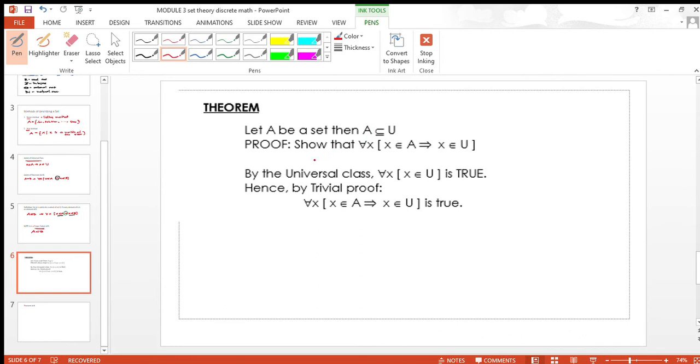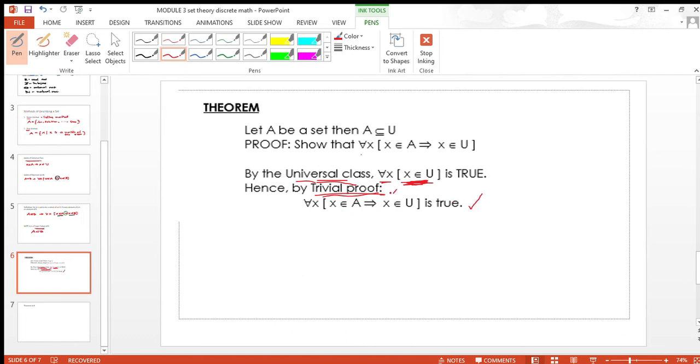So if we would like to prove this, we would like to show that for all x, x is an element of A implies x is an element of the universal set. By definition earlier, we have said that under universal class, for all x, x must be an element of the universal set U. So this must be true. And hence by trivial proof, which we have seen in the last section, the section on proving, then for all x, x is an element of A implies x is an element of U must be true.